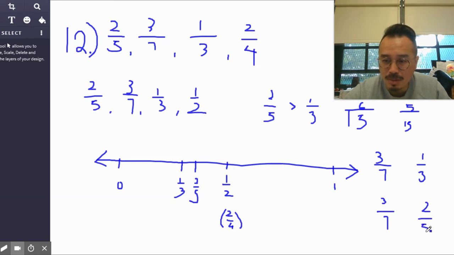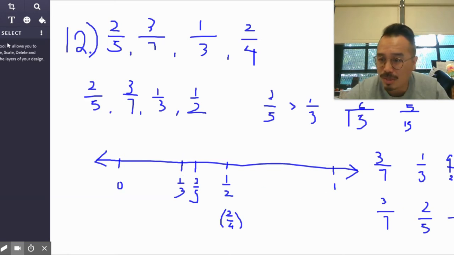Maybe it's more work, but it's not as intimidating as having to find a large number that all these denominators can go into. Think about it like that. So on the side here, that's 21. 7 times 3, 3 times 3 is 9, 3 times 7 is 7. So 3/7 is greater than 1/3, so 1/3 is the smallest number.